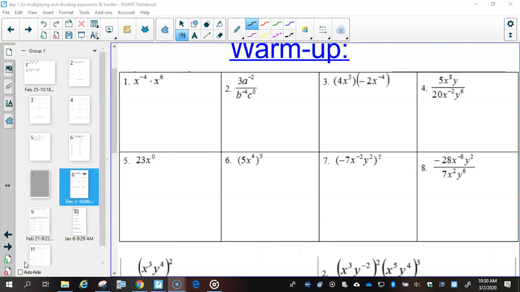For number 1, so we can recall what all of our rules are. What are these bases doing to one another? Multiplying. So what would we do to the exponents? Add them. What would our new exponent be? 2.